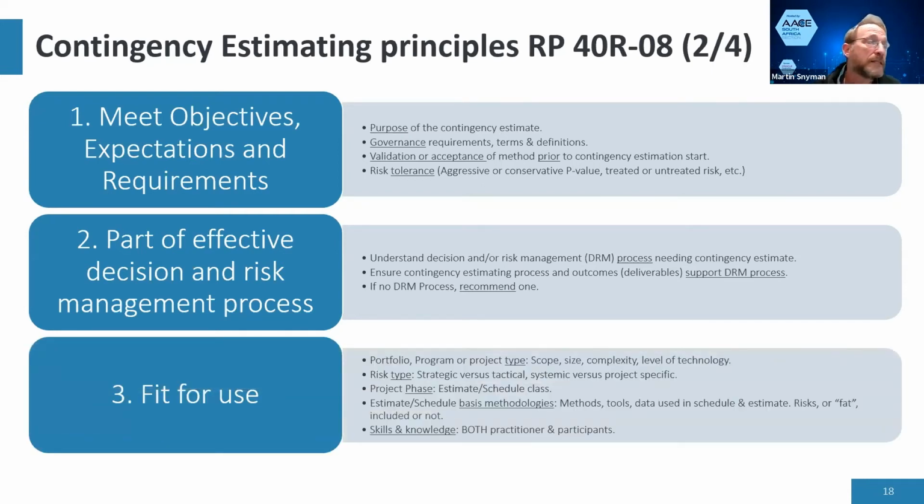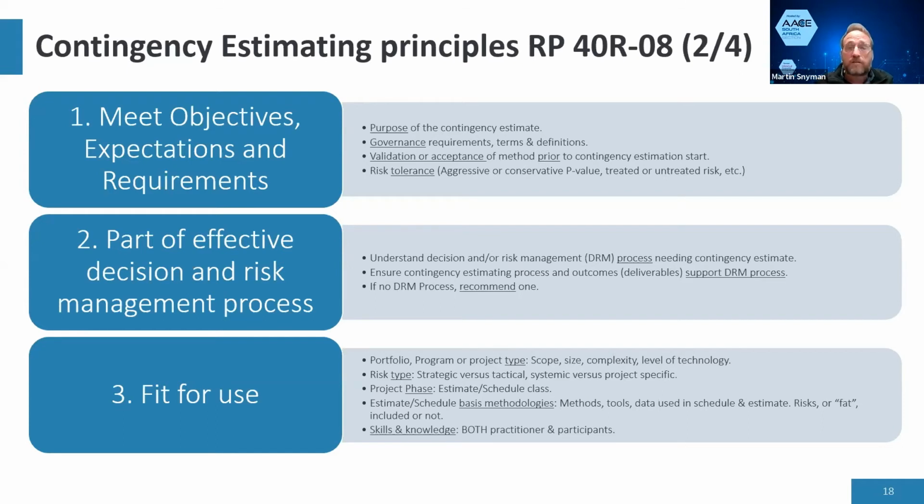Okay, fit for use. If you're doing it on a portfolio, program, or project, you need to consider what type of project it is. Because, for example, a software project and a large civil construction with a lot of excavation are radically different from each other. The type of work and the complexity and everything is different. So the level of technology involved in the process and the project, and what the scope of the project is, will to a large degree determine which of these methods you can apply and which not, and how you should apply them. So the risk type that you are exploring, strategic or tactical, systemic or project risk, those all are relevant. The phase the project is in: phase 1, 2, 3, 4? Where is it?